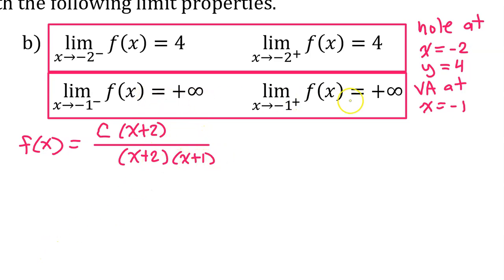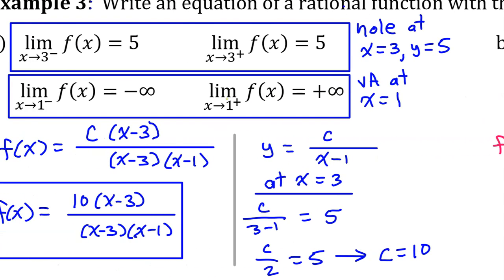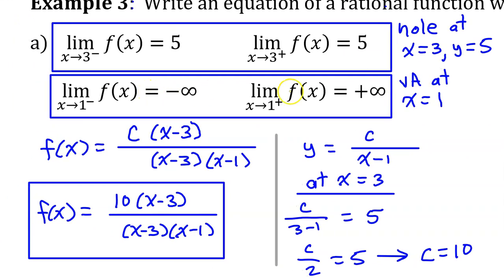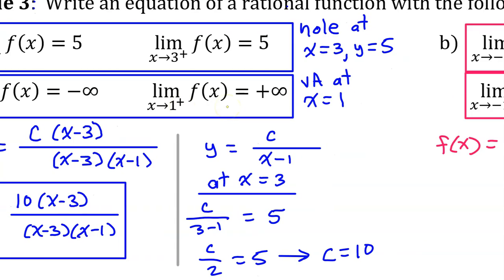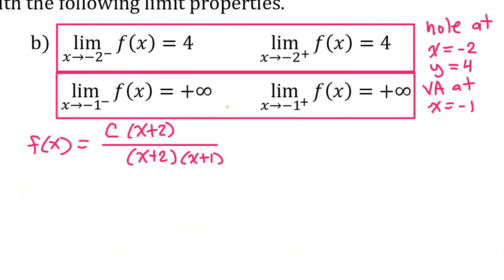There's something different about these infinities compared to the last problem. When you look back at part A, notice that we have negative infinity and positive infinity. They're different. But then here on part B, we get positive infinity from the left and from the right. That's a little bit strange. Think about the sign of f of x near negative 1. We can ignore the x plus 2's because they are just going to cancel out anyway. So we're just left with the c and the x plus 1. We can make the c whatever we need it to be. For right now, let's imagine that this is a positive number.